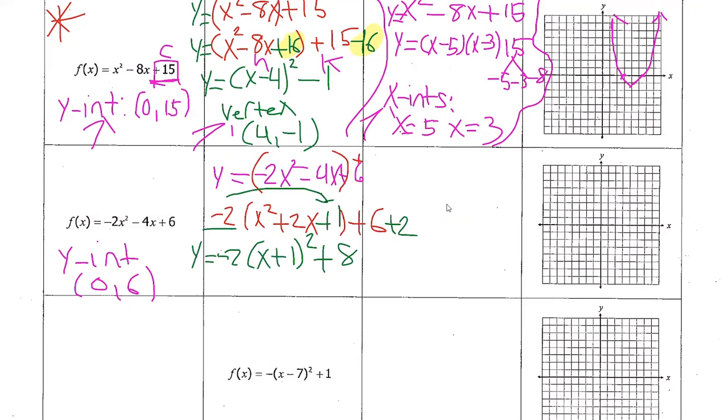Sorry, I kind of forgot, these should always be y equals. But our vertex would be (-1, 8), the opposite of what you have on the inside of your binomial, and the outside coefficient, your k, stays the same.